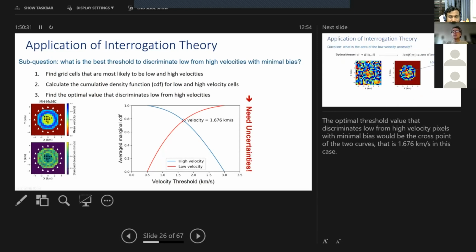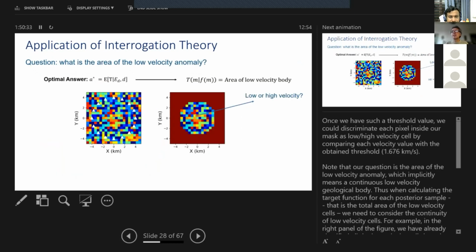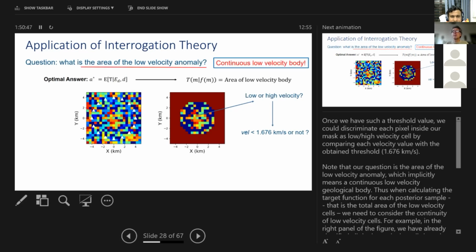So now our question, is that inside or outside the low velocity, just comes down to, is it less than or greater than this threshold? And we take all the cells that are below the threshold. These are all low velocity cells. However, we're looking for the area of the low velocity anomaly in the middle, so we're not interested in these disconnected regions. We're only interested in the low velocity cells that are connected together.